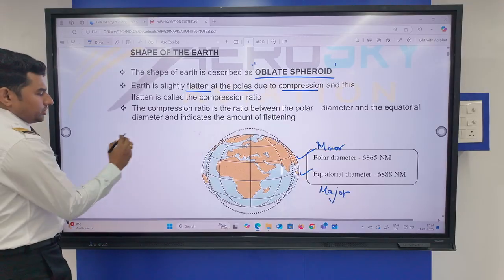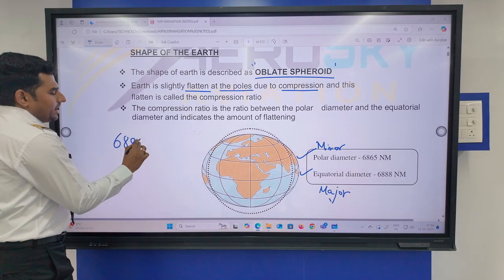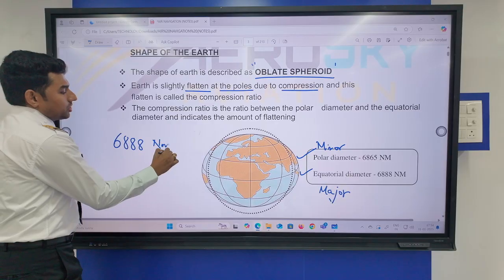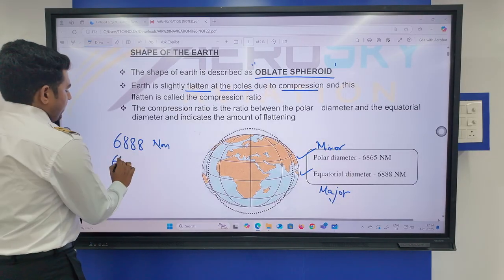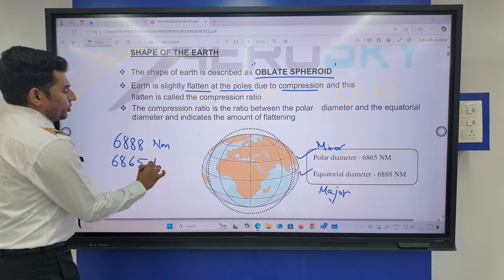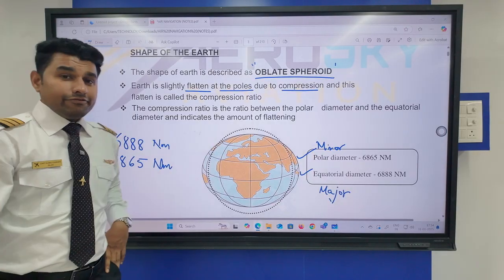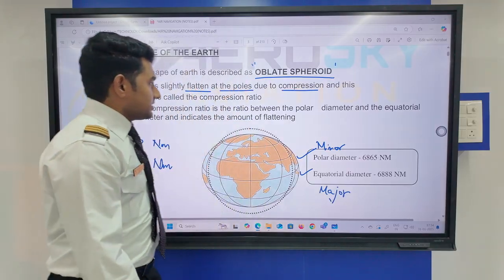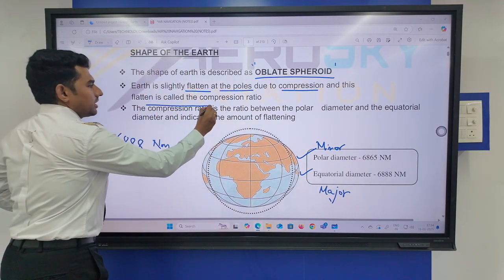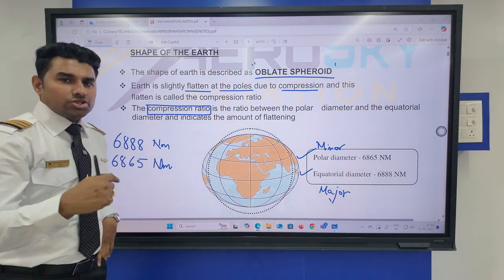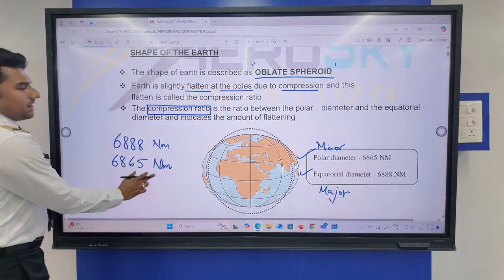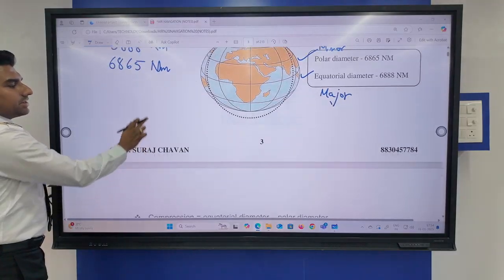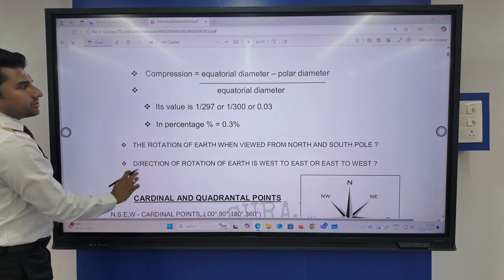So one is major, 6888 nautical miles. We'll know what nautical miles are soon. And one is minor, 6865 nautical miles. Very important, because there's something called compression ratio, which is the next topic. We're going to discuss the compression ratio, so let us see how this is considered for numerical questions.